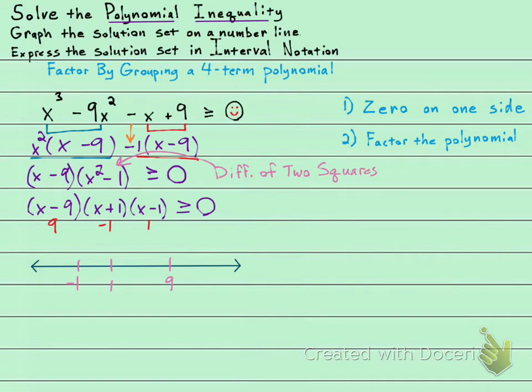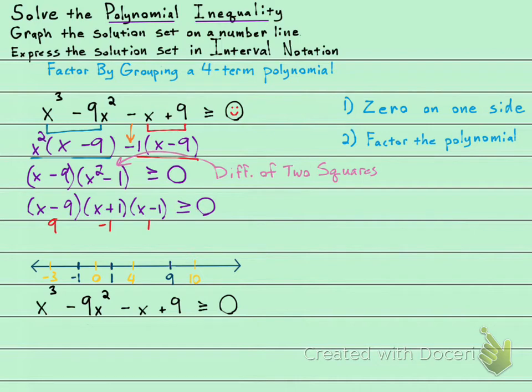So let me get a different color. Let's go with, let's see if yellow's good enough. In between here I'm going to test 0. In between here I'll test 4. Out here I'll test 10. And back here I'll test negative 3. Okay, 4 points to test. I'm going to plug them into the original equation, see if they are true or false. Let's do that.